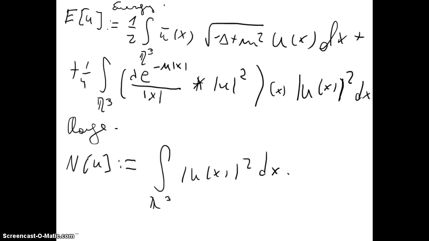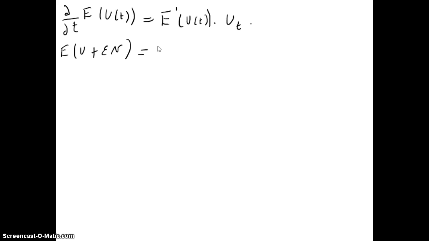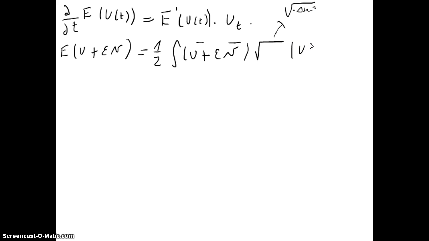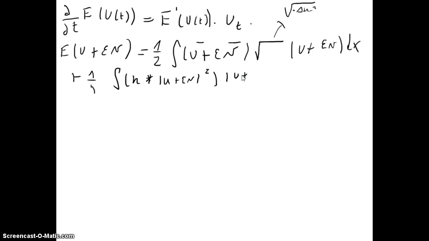Let's plug that in. We have 1/2 of the integral of the conjugate of (u plus epsilon v) times the square root of minus Laplacian plus m squared applied to (u plus epsilon v), dx, plus 1/4 of the integral of K convolved with the absolute value of (u plus epsilon v) squared, times the absolute value of (u plus epsilon v) squared, dx.